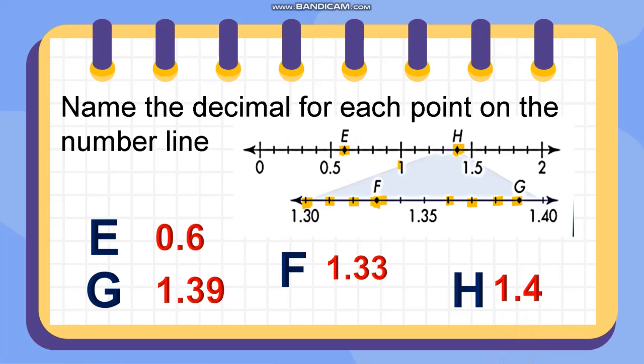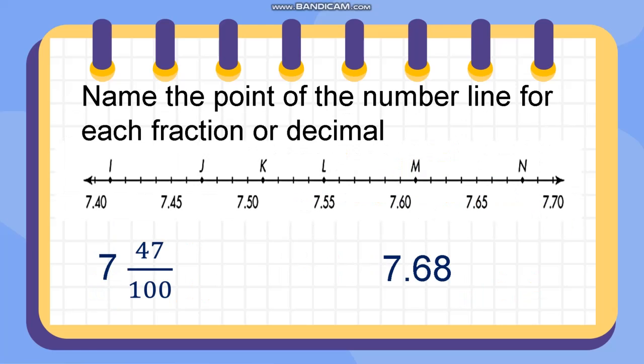Or you can start here: 1, 1.1, 1.2, 1.3, and that is 1.4, or 1 and 4 tenths. Name the point on the number line for each fraction or decimal. 7 and 47 hundredths. What is 7 and 47 hundredths in decimal? Do you remember our previous lesson? 2 zeros, 2 movements going to the left, so it becomes 0.47.